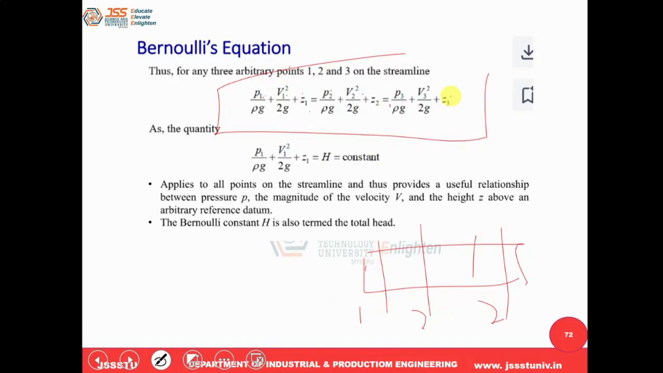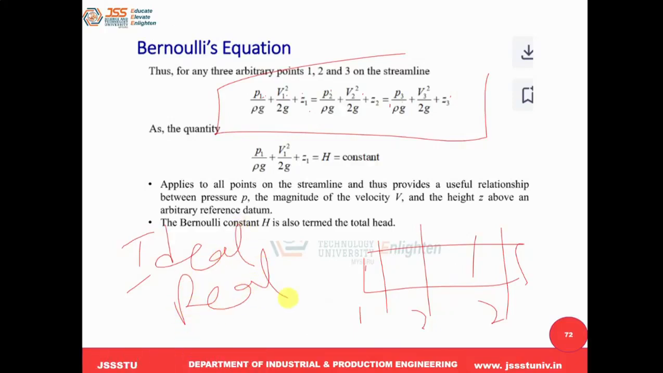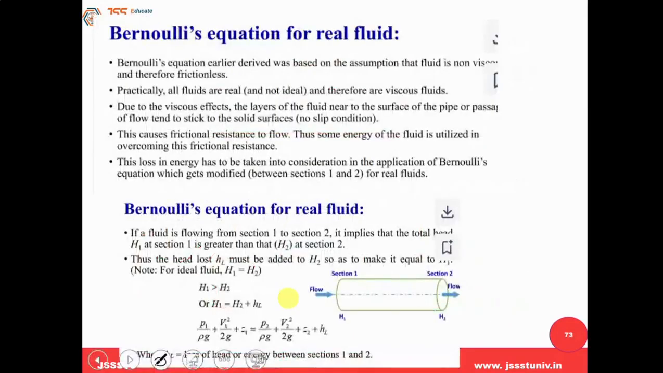Then what kind of fluid are we using? Ideal fluid, and what is the opposite? Real fluid. Real fluid means it possesses some viscosity. So then what he did is he modified his Bernoulli's equation for the real fluid.